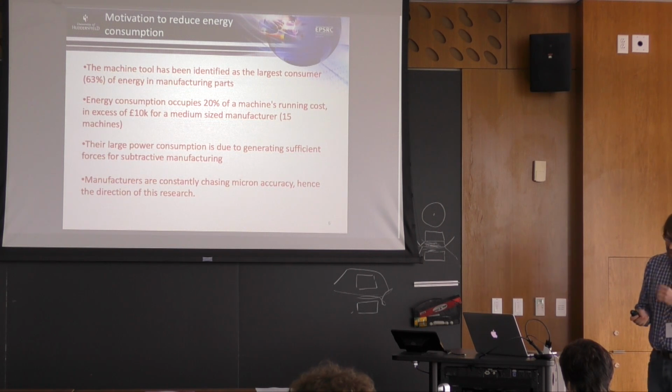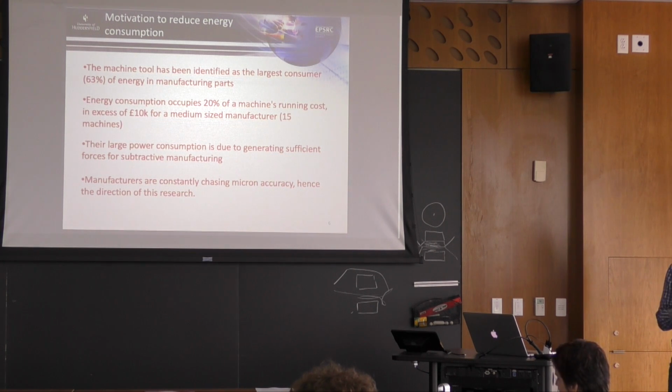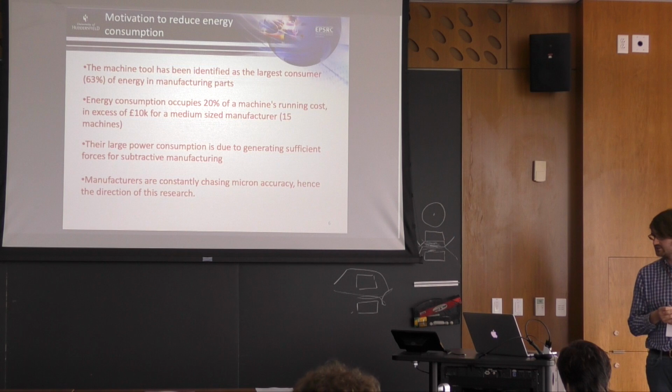As manufacturers are moving to improving machines down to the micron accuracy, they're covering all bases, and one thing they're looking at now is that energy is obviously being consumed, generating heat, and that's causing deviation. So they're now looking at reducing the energy consumption to improve the accuracy as well.